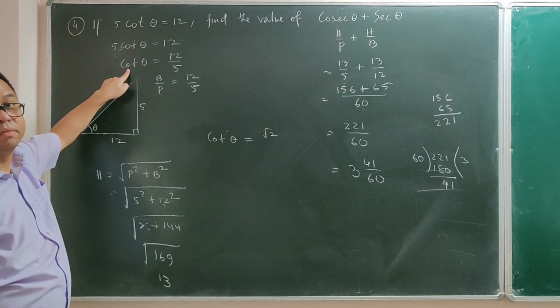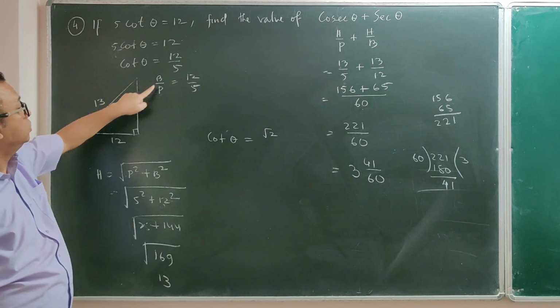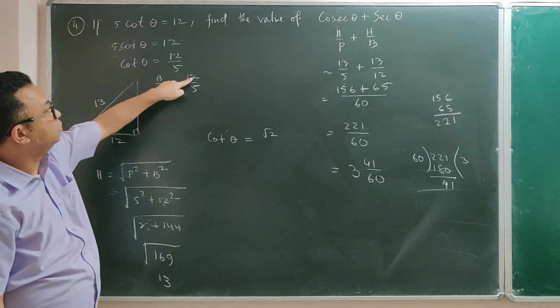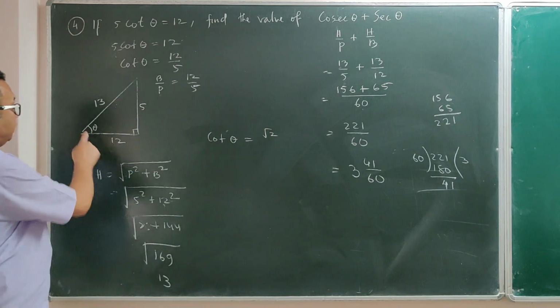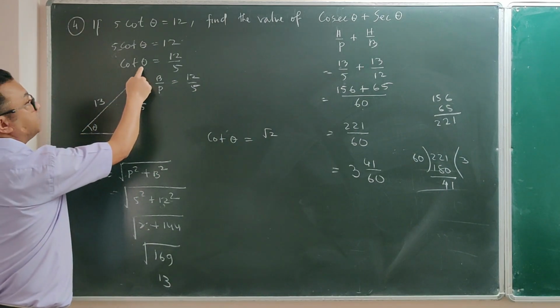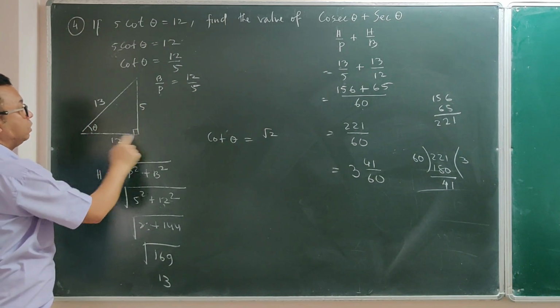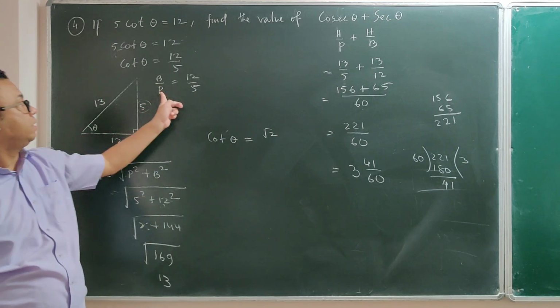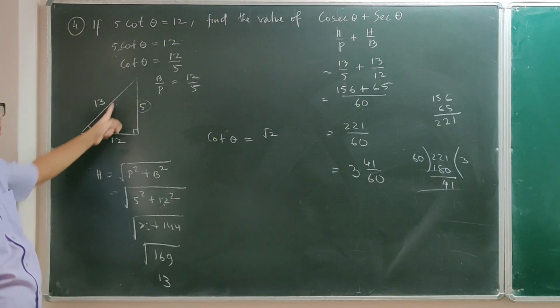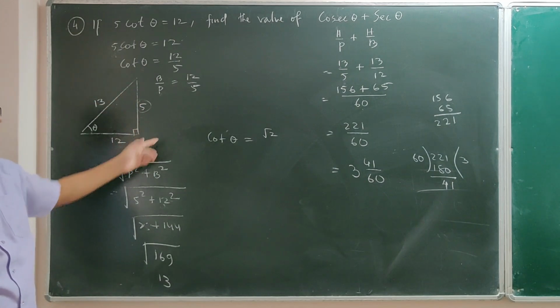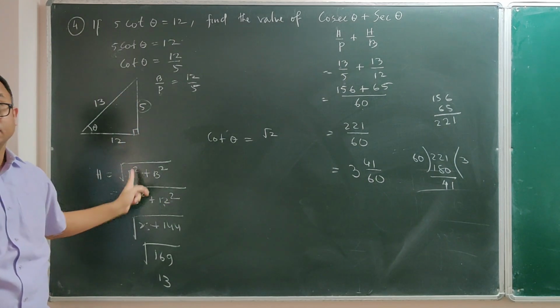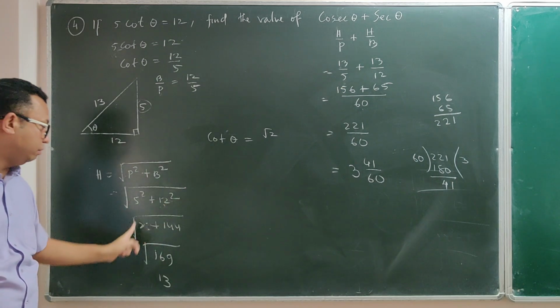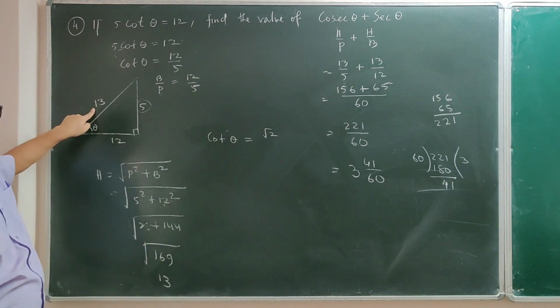Now cot is the reciprocal of tan. Tan is p by b, so this becomes b by p. So b by p is 12 by 5. So make a diagram. Yes, if this is theta, because our angle is given as theta, then base is 12, base is this one, perpendicular is 5. Then hypotenuse is missing, let's calculate hypotenuse. Here it is, hypotenuse formula, under root of p square plus b square. As you solve it, it is coming 13, so I have mentioned here 13.